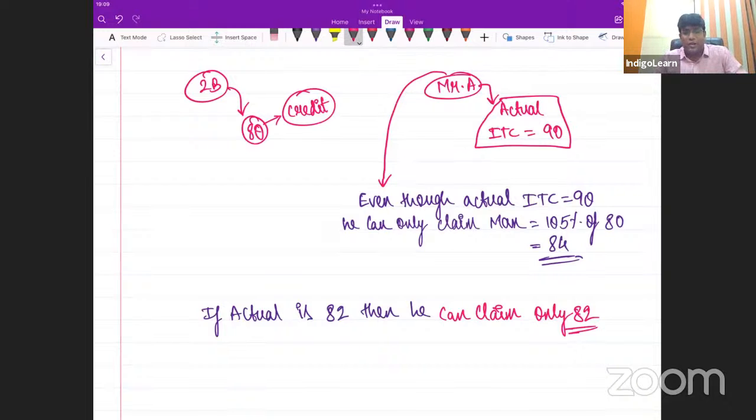Friends, very, very interesting concept. High possibility that a question will trigger in the exam. So, section 16 deals with the concept of what? Eligibility and conditions to claim input tax credit. There are 4 important conditions in order to claim input tax credit. Number 1, what is the first condition? Recipient should have a tax paying document. Condition number 2, recipient should receive goods or services or both. Number 3, supplier must pay tax to government. Number 4, recipient must file returns. These are the 4 important conditions to be satisfied in order to claim input tax credit.